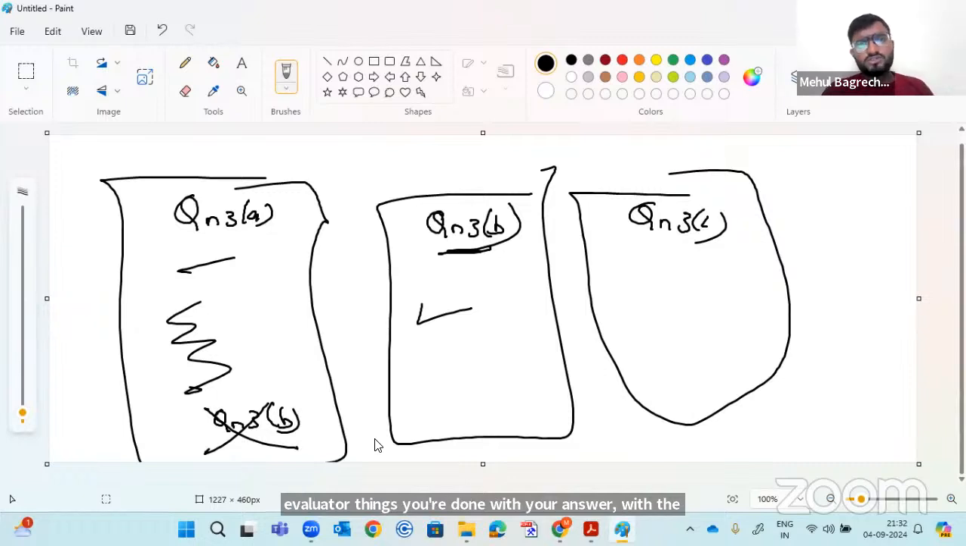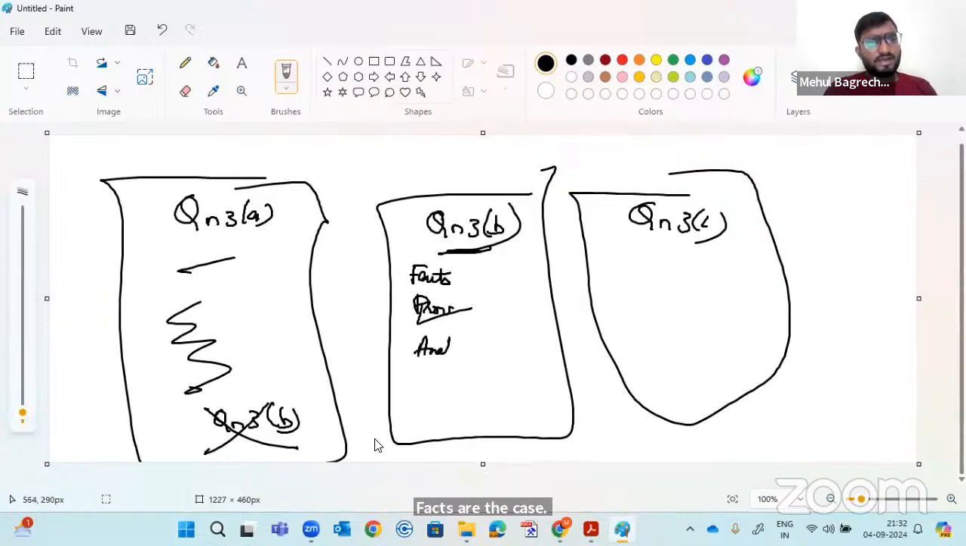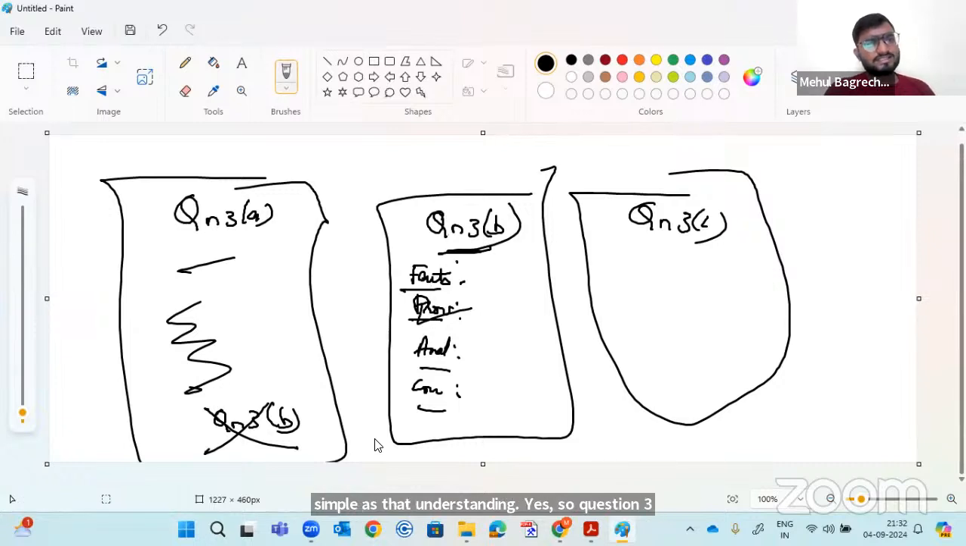What are you going to do? Assume this is the question: facts of the case, provision of law, analysis, and conclusion. Just keep underlining and start writing under this. As simple as that. Understood? Yes. So question 3B: facts of the case, provision, analysis, conclusion. Simple method for writing answers.